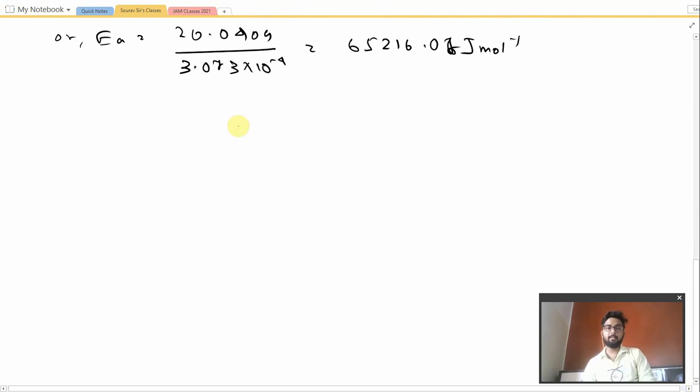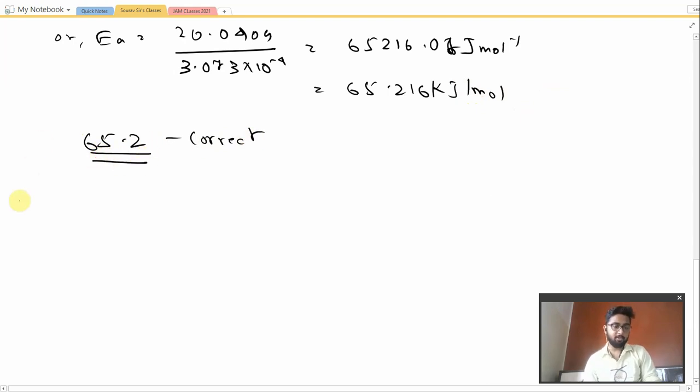So we will be converting this into kilojoule per mole, which is equal to 65.216 kilojoule per mole, and we have to round off the answer to one decimal place. So in the chat box you will be writing 65.2 as your answer, which will be correct.